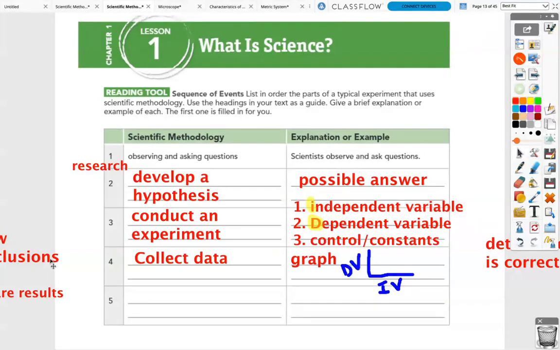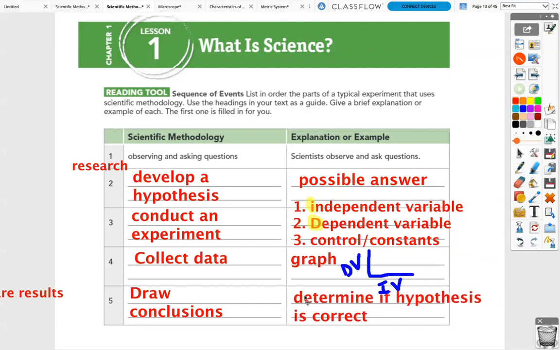Once you have your data, you've collected your data, you've put it in a table, you've put it in a graph, you need to draw your conclusions. You need to determine, am I correct? Was my hypothesis supported by my data? Did I have enough evidence to say, yes, I can say that my hypothesis was supported by my data?